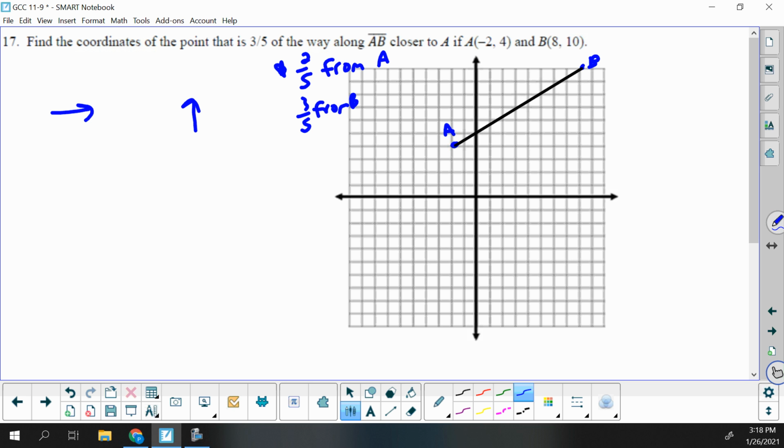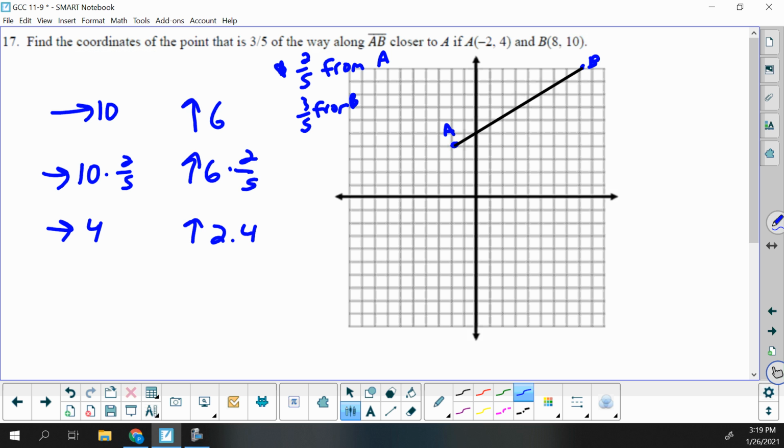When you go negative 2 to 8, you're going right 10. When you go 4 to 10, you're going up 6. So we're going to take each of those and multiply them by 2/5. When we punch that in the calculator, that tells us we should move right 4 and we should move up 2.4.